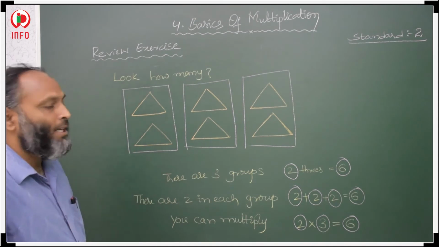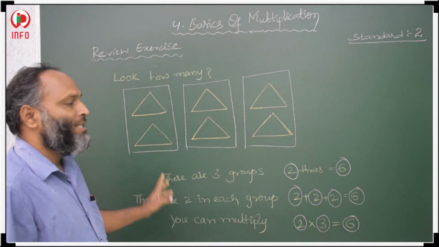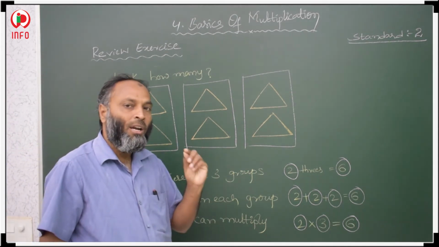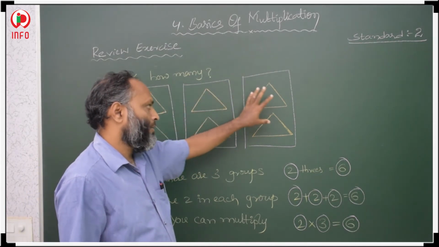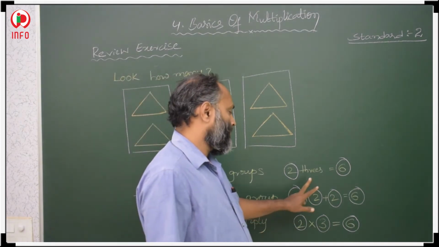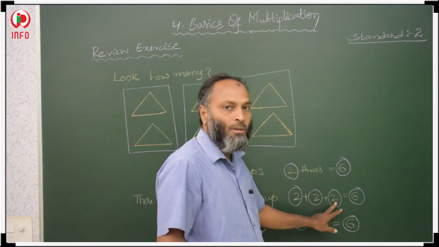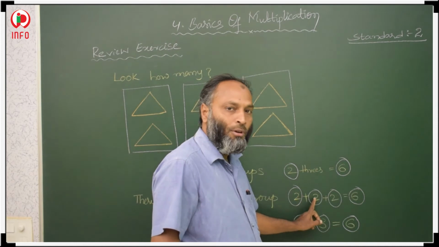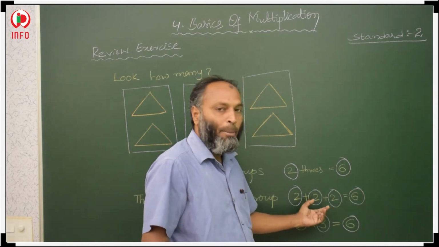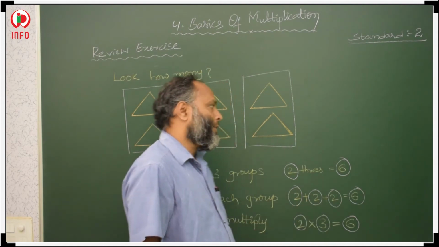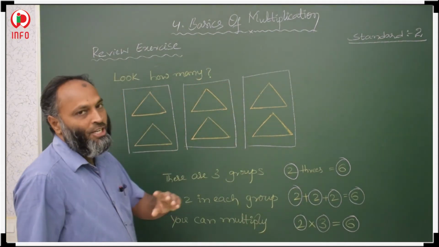And in each group 2 triangles were there. How many triangles were there? 2 triangles were there. Add 2 plus 2 plus 2. 2 plus 2, 4. 4 plus 2, 6. By using addition, repeated addition, then you can multiply in short.